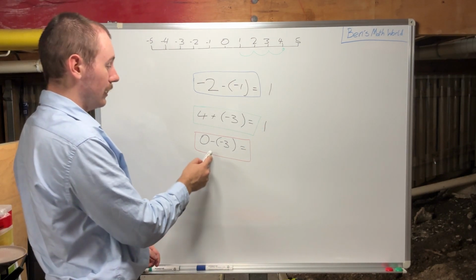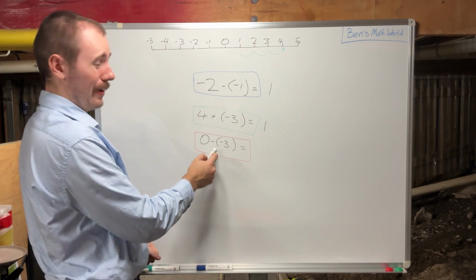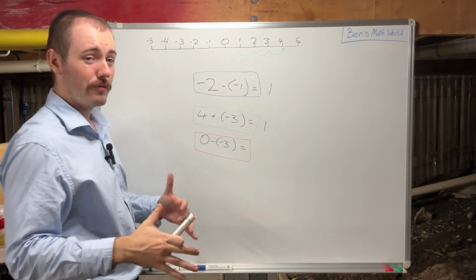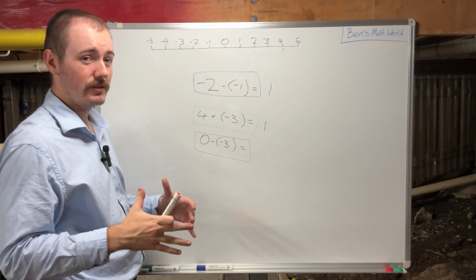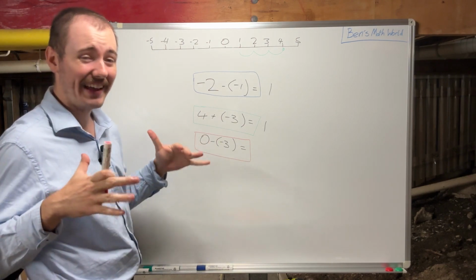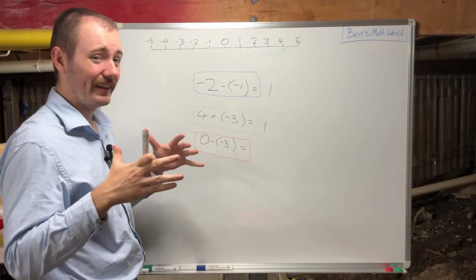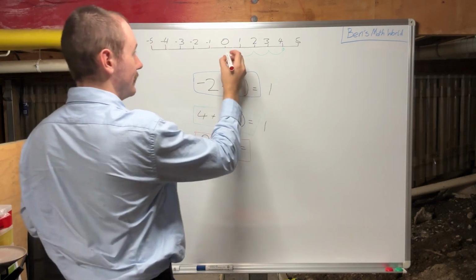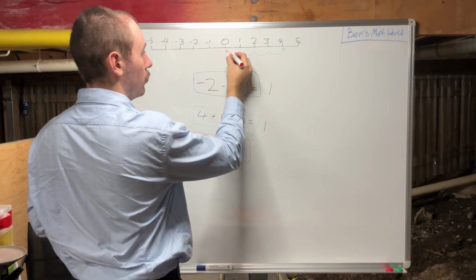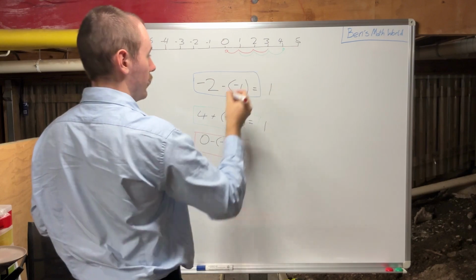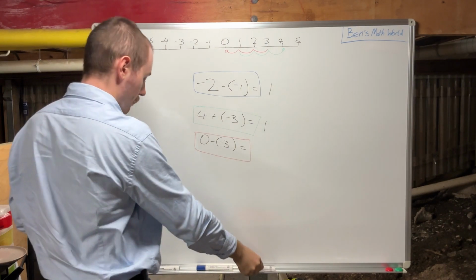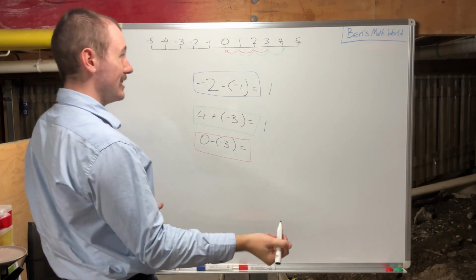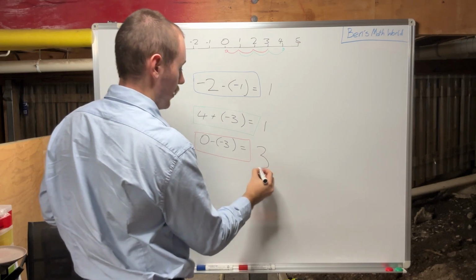Now, let's take a look at the last question. 0 minus negative 3. Now, do you remember what happens when we have two minuses? When we minus a negative, it's going to be like addition. It's going to be plus 3 instead. So let's start at 0 and let's move forward by 3: 1, 2, 3. So 0 minus negative 3 is equal to 3.